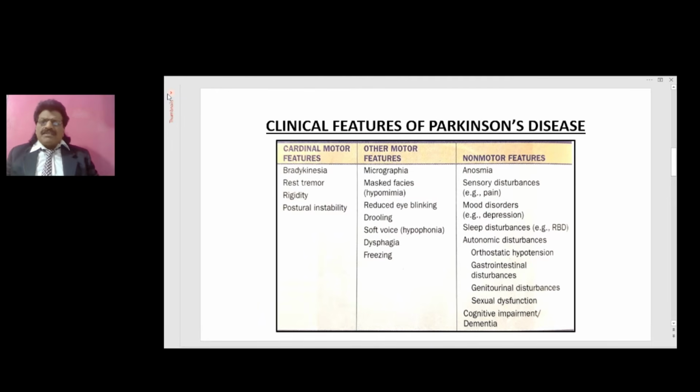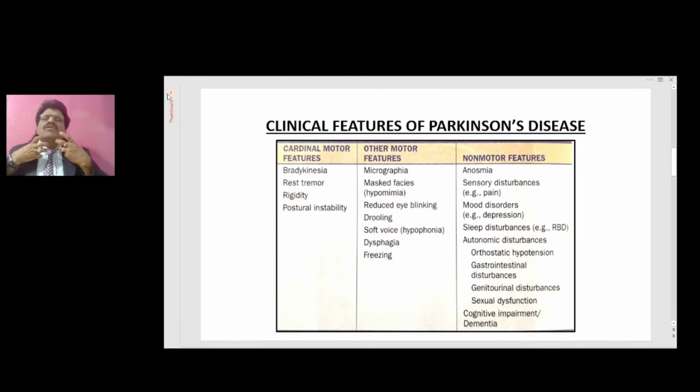The other motor features are micrographia. They write in very small letters. Masked faces or hypomimia, that means expressionless face. You crack a joke, they'll be just looking like that without any laughter. And if there's some tragedy story going on, still they look like that without any kind of emotions. They also have reduced eye blinking. The normal eye blinking rate is reduced.